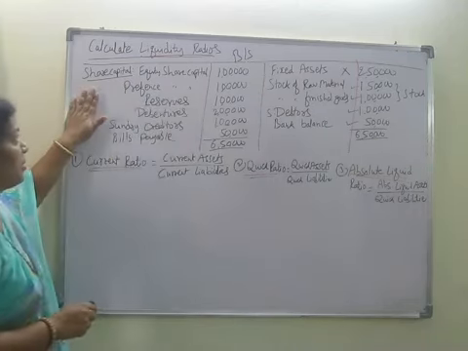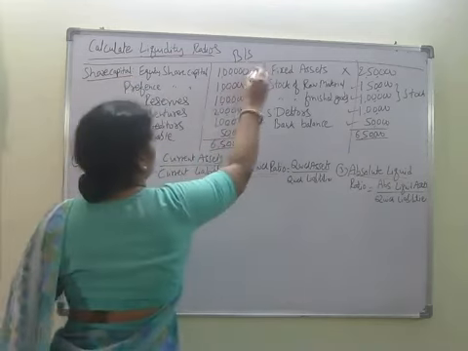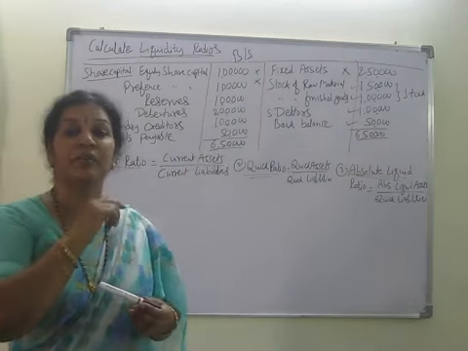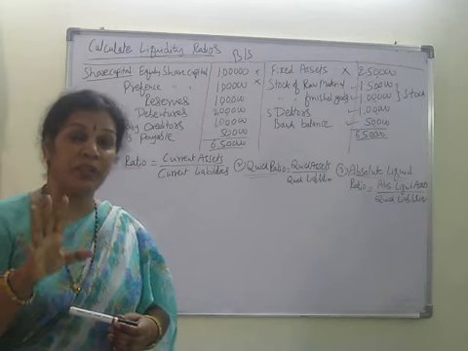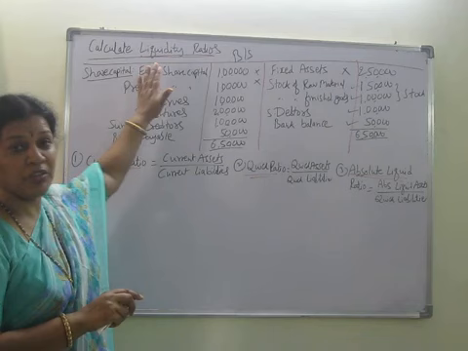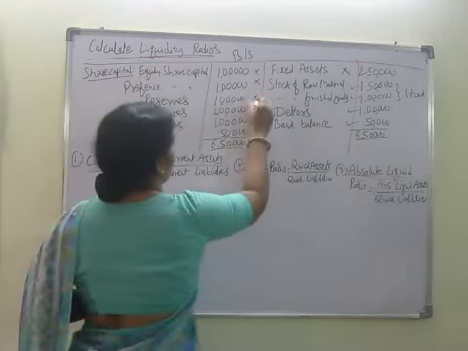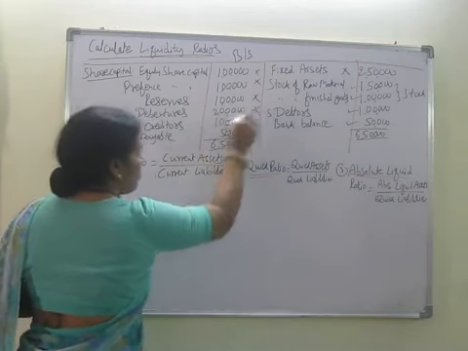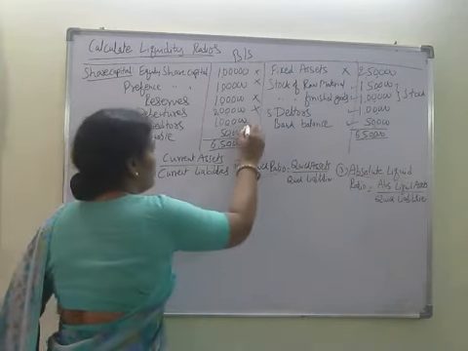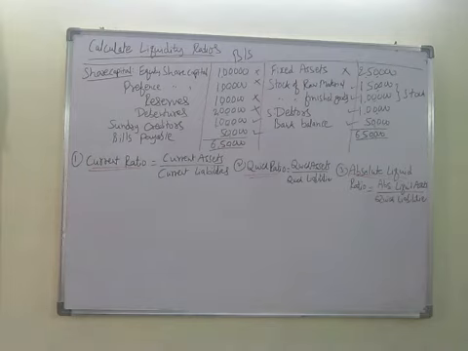And coming to the liabilities, equity share capital and preference share capital, both we are not going to consider. Both are not required as per the formula. Whenever we calculate liquidity ratios, we take only the current assets and current liabilities. This share capital is not required, so I marked it. The reserves also not required. Next, debentures are also not required. Next, sundry creditors and bills payable, only these two we are going to take. So by taking these two, we will work out the problem.